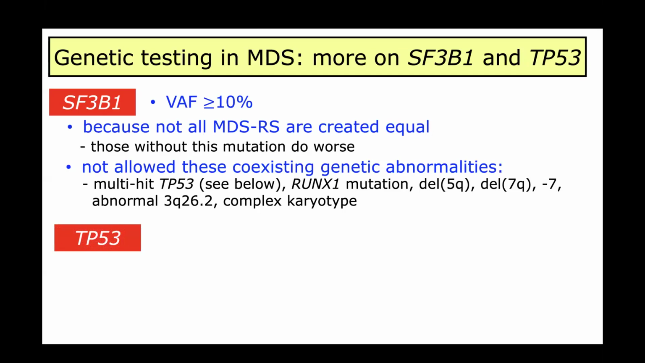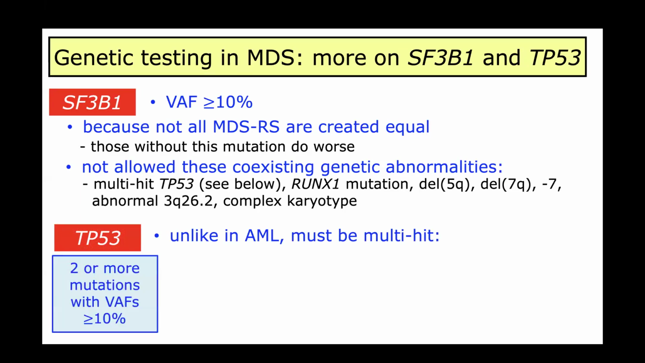With regard to TP53 mutated myelodysplastic syndromes, unlike AML, which we spoke about a few weeks ago, where TP53 mutations can be used to diagnose a subtype of AML, in MDS, they must be multi-hit. There are a number of studies that have shown that a so-called single-hit TP53 mutation in just about all studies has to be present in MDS to be used as a criterion for diagnosing P53 mutated MDS. So there are 5 ways to get into the TP53 mutated MDS club.